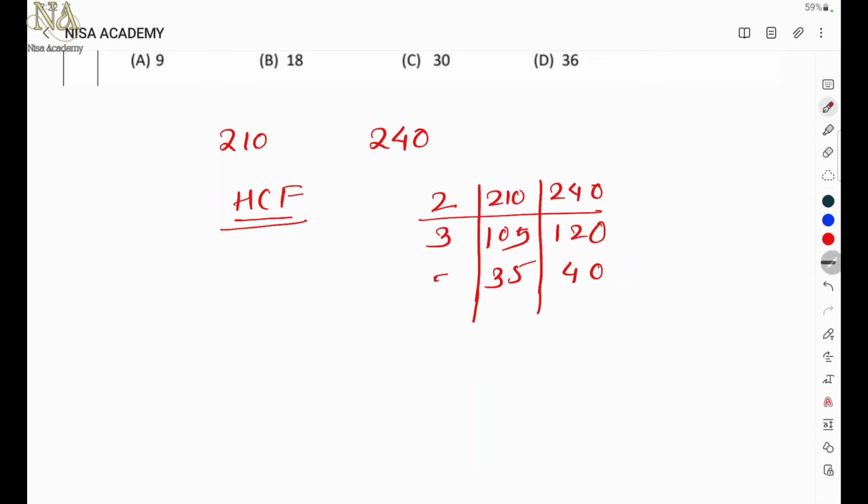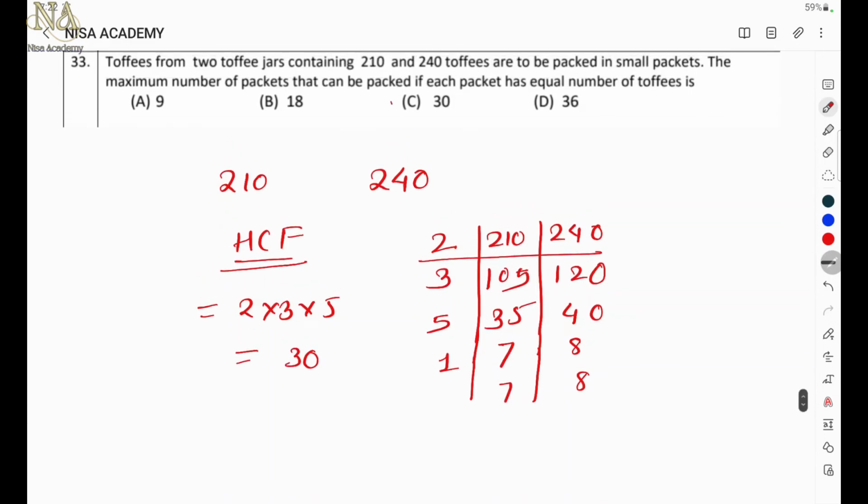So let's start with 5. So 5 sevens are 35 and 5 eights are 40. Now further, is there any other number which can divide both of these, 7 and 8? No, only 1 is there, no? So just 1. Okay, forget it. 1 sevens are 7, 1 eights are 8. So now see, the HCF is what? 2 into 3 into 5. So 6 fives are 30. Right? The option.